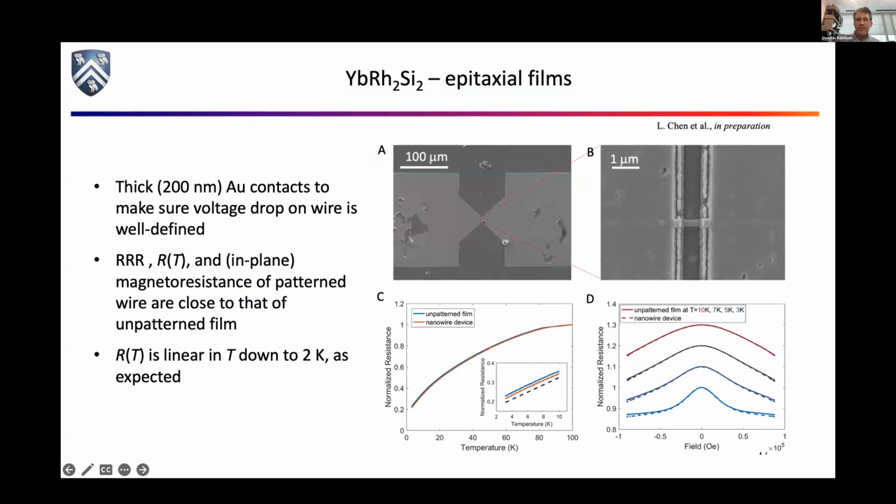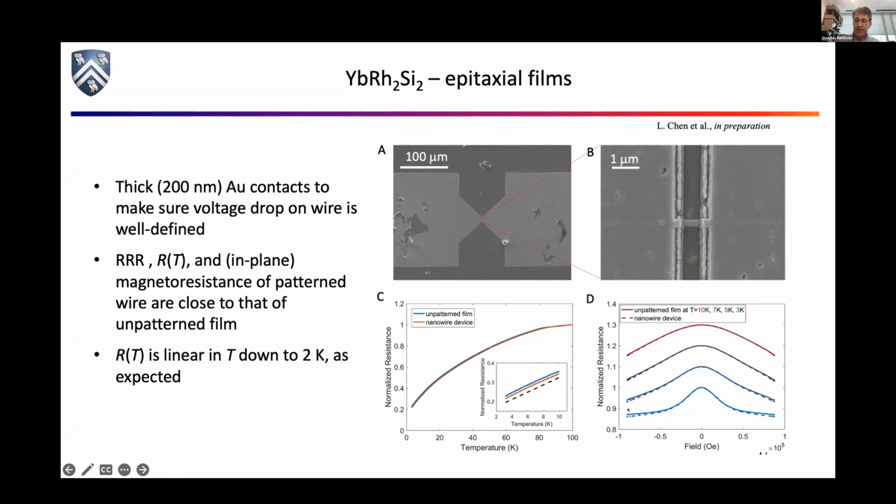So here's an example, and if you zoom in, you can clearly see here's a little wire. The edges on the pads look a little rough on this particular one. But one of the important checks we did was to compare resistance versus temperature and resistance versus in-plane magnetic field for the unpatterned film and the wire, to make sure the patterning process, the etching, did not screw up the crystal structure or chemistry of the wire so badly that we were measuring something else. What you find is that rho versus T is linear down to 2 K, as expected.